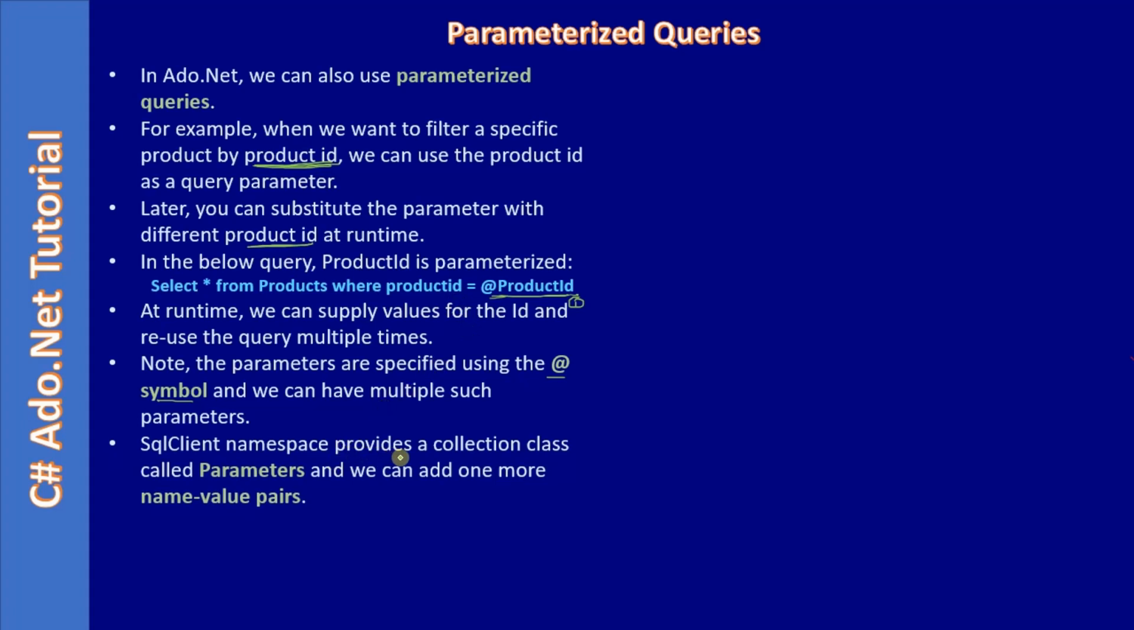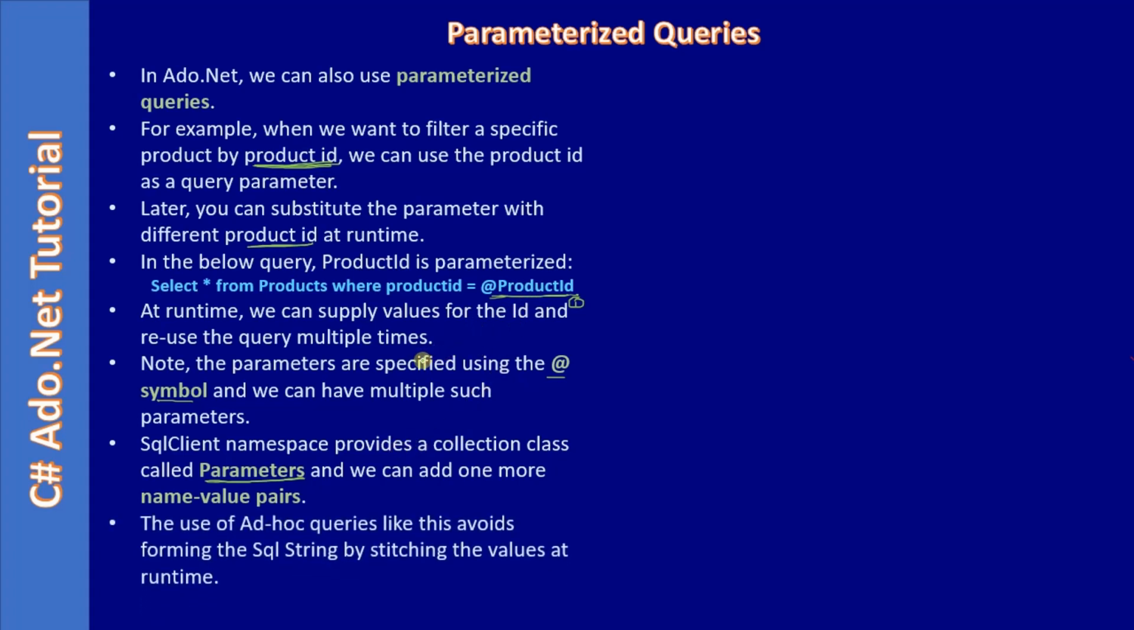SQL client namespace provides a collection class called parameters. Since you can have multiple such parameters, the namespace provides parameters as a collection. So to this parameter collection, we can add one or more name value pairs. Name will be the parameter and value will be the actual value you want to supply to that parameter. The use of parameterized query like this avoids forming the SQL string by stitching the values at runtime.